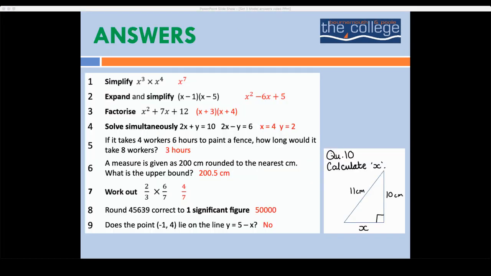Okay, so here's the full list of answers. I haven't got the Pythagoras one on there, but I'll write it on for you. So full list of answers. We decided this one was actually square root of 21, didn't we? Okay, so x equals the square root of 21 there.